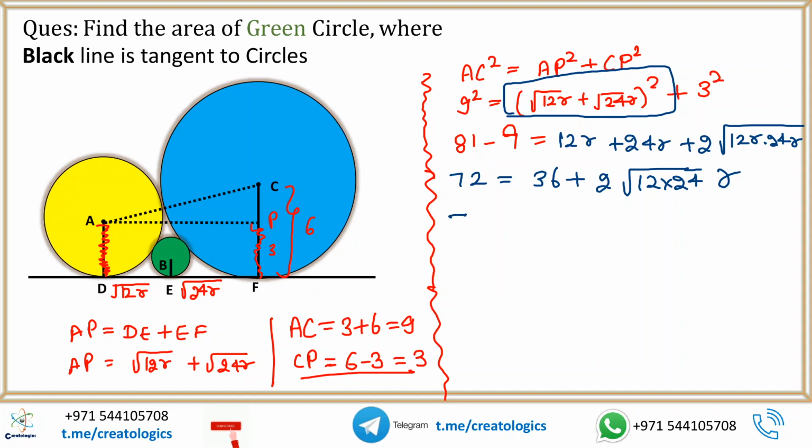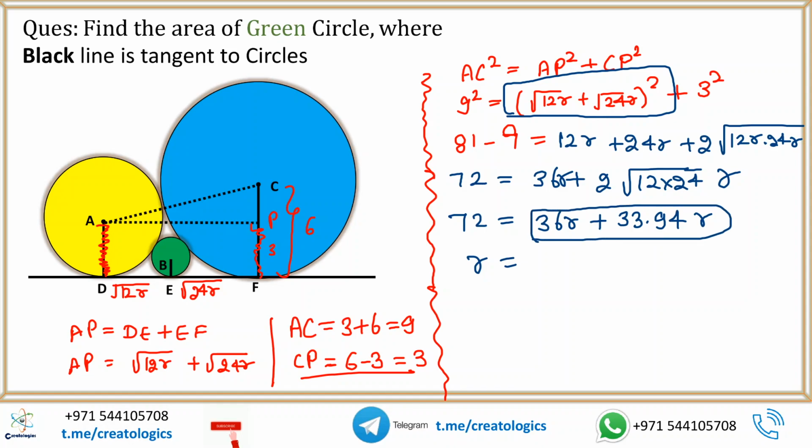So here we have 72 equal to 36r plus, now we have to solve this, which is 2 times square root of 12 times 24. On calculating it, its value comes out as 33.94. You can use your scientific calculator also to get this value. Now, what we need is the value of r. This expression gives you 69.94. So the value of r is 72 over 69.94, which comes out as approximately 1.029.